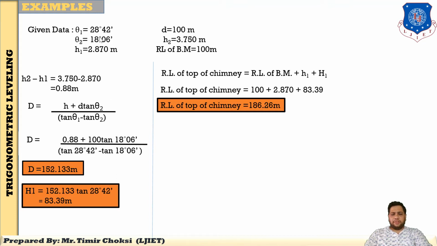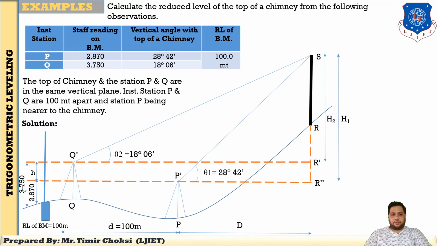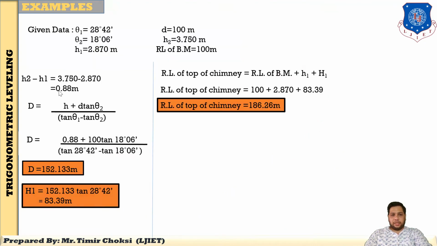So after writing the given data, you find small h. How? Here you know that our bigger value is 3.750, from station Q, so it is considered small h2, and this value is small h1. So h2 minus h1 gives the answer 0.88 meter. Now you know the formula for this case number A. So I directly put the formula of capital D and put all the values in the formula.